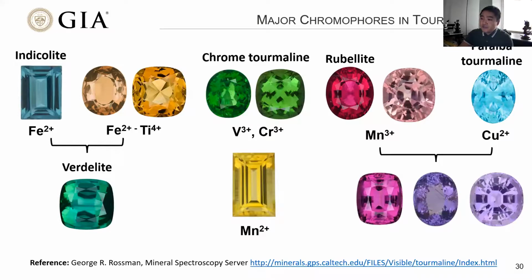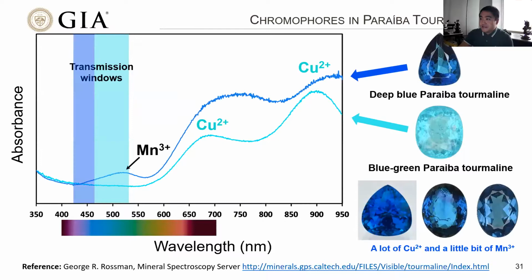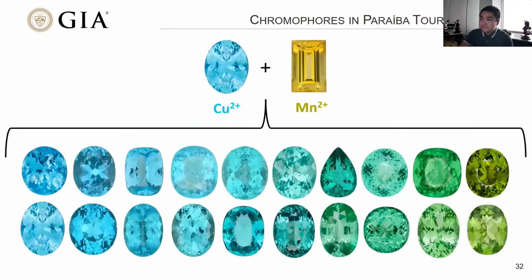The combination of manganese 3+ and copper 2+ or iron 2+ contributes to the purple to violet color in tourmaline. Besides the typical non-blue color of Paraiba tourmaline, there is another type of sapphire blue Paraiba tourmaline. The color is caused by a lot of copper 2+ and a little bit of manganese 3+ ions in the crystal lattice. Let's look at the whole range of color from yellowish green, blue-green to greenish blue in Paraiba tourmaline. They are mainly caused by a combination of copper 2+ and manganese 2+ ions.